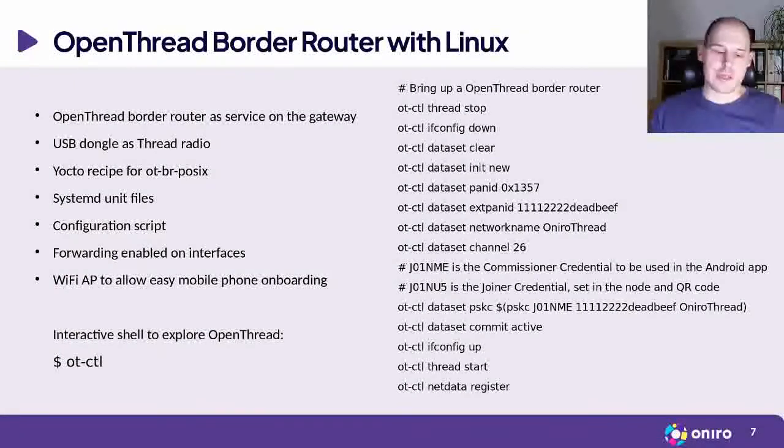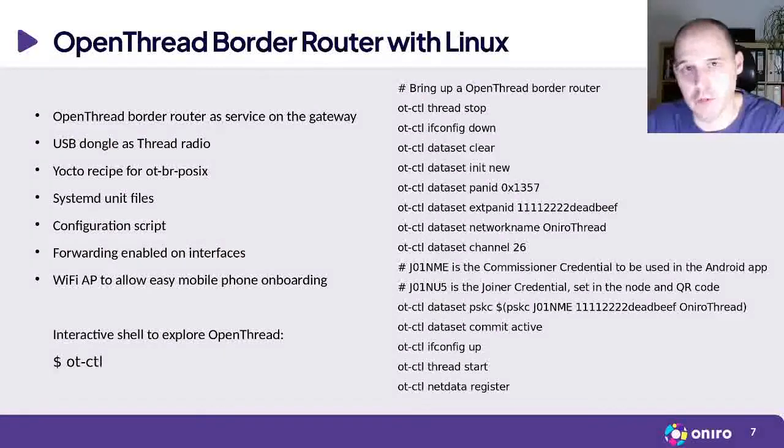Okay, so going into the technical parts here. As I said, the OpenThread border router is a systemd service, which is basically running on the Linux side. So that is the code coming from OTBR POSIX. And you need to have the Thread radio, that's the USB dongle I described earlier. You need that to have the actual physical capabilities to speak to a Thread network.